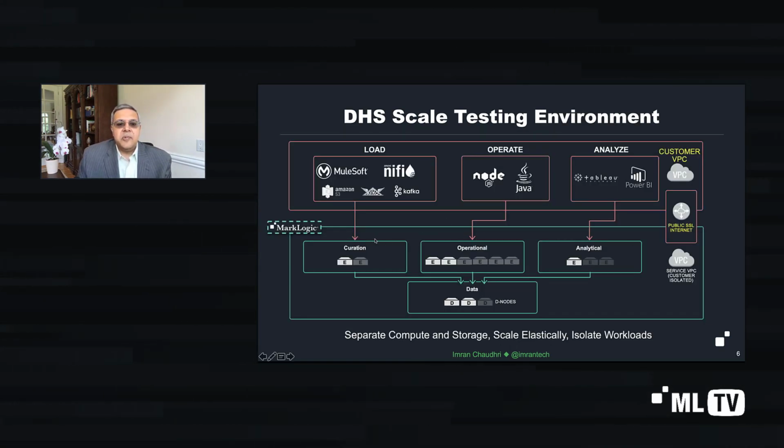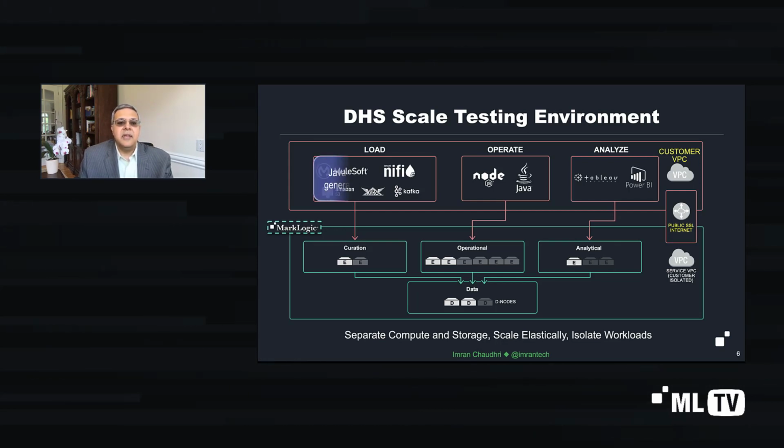When you spin up a Data Hub service, you don't just get one cluster. You actually get 4 subclusters. You get a data subcluster and then 3 evaluation node subclusters. One subcluster is used for ingestion or ingestion and curation. A second subcluster is used for real-time queries via REST, Node, and Java. And then a third subcluster is used for long-running analytic queries for Tableau, Power BI, machine learning, or AI, or any of those sorts of use cases.